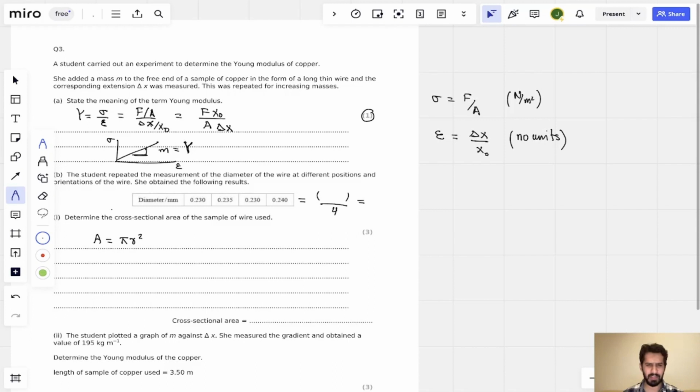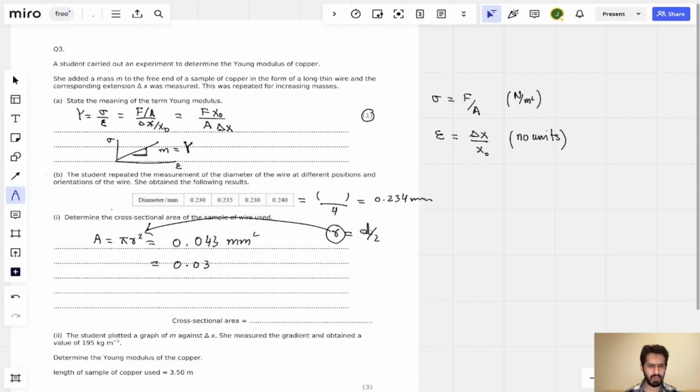If you calculate this average, you will get 0.234 millimeters. You can find the radius by dividing the diameter by 2. And finally, if you substitute this radius in this equation for area, you will get 0.043 millimeter squared.